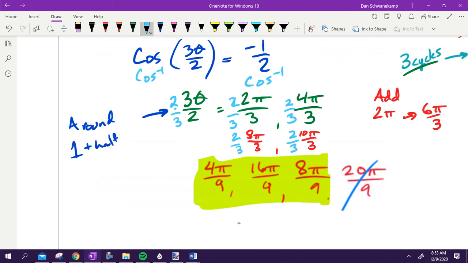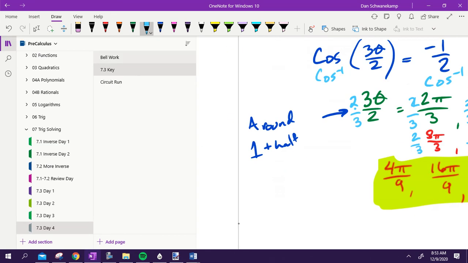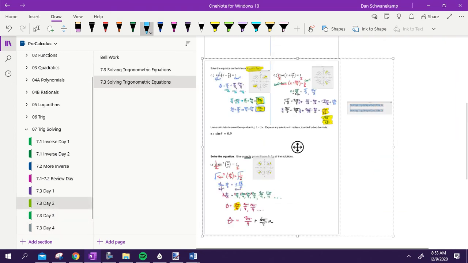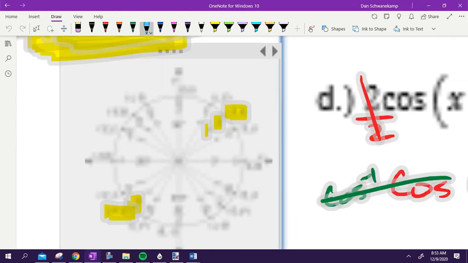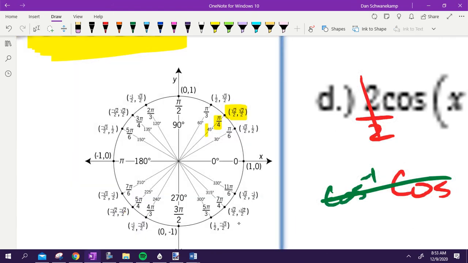It's more than 2 pi. And we should have known that by looking at our unit circle. If we look at a unit circle here, when am I getting those answers?